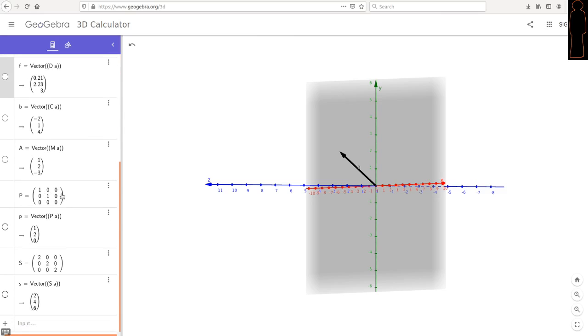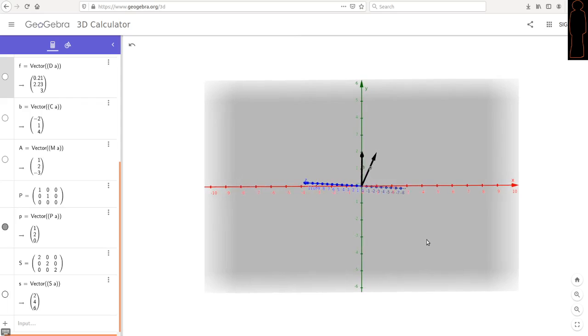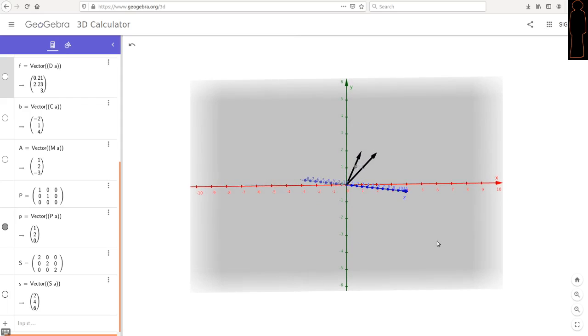Look at this: 1 0 0, 0 1 0, 0 0 0, and we want to see what effect it provides. So let me take P times A, and that is 1 2 0, and let's plot this. Now we see that vector. Let me rotate this and show you something very interesting. So what in effect has happened?